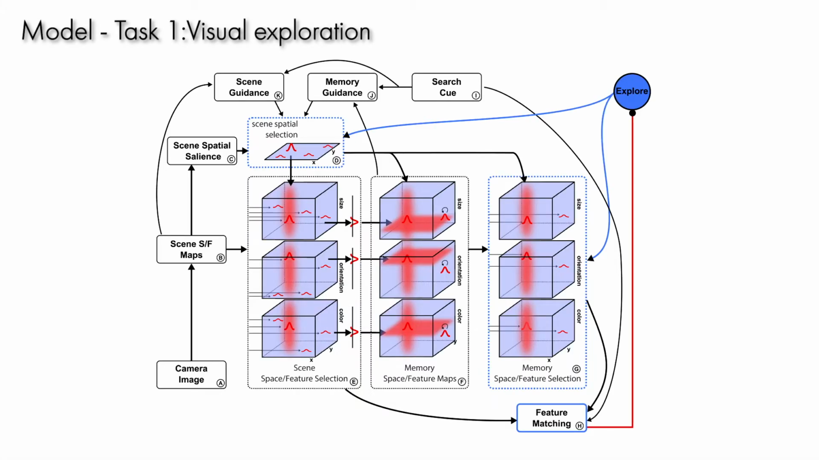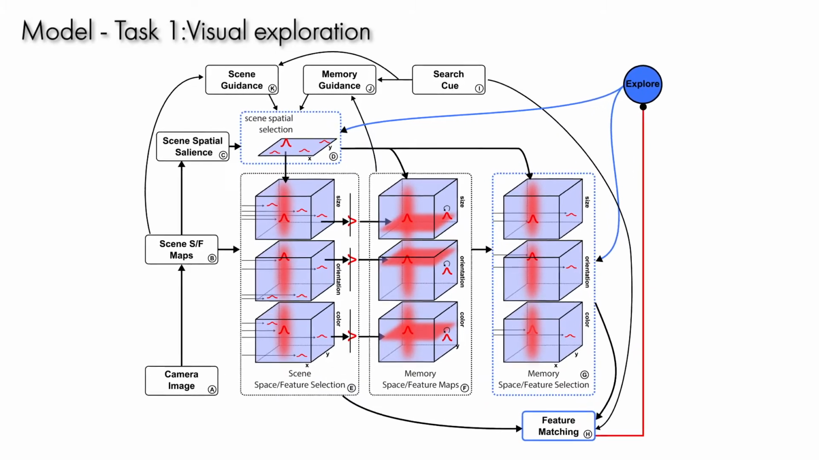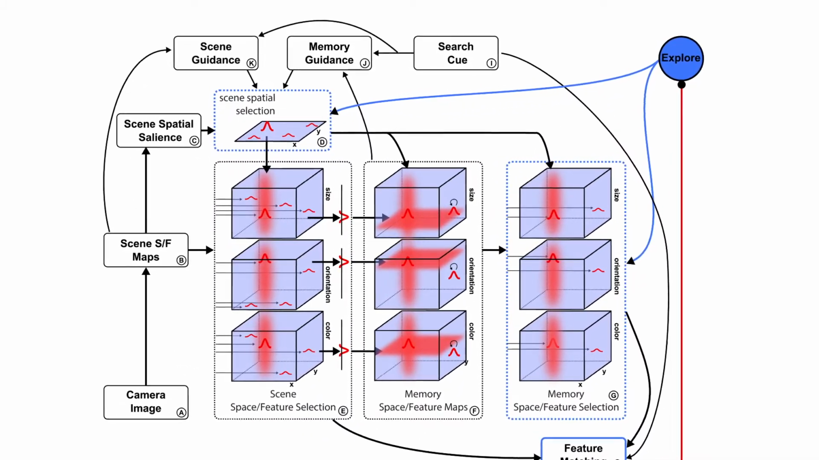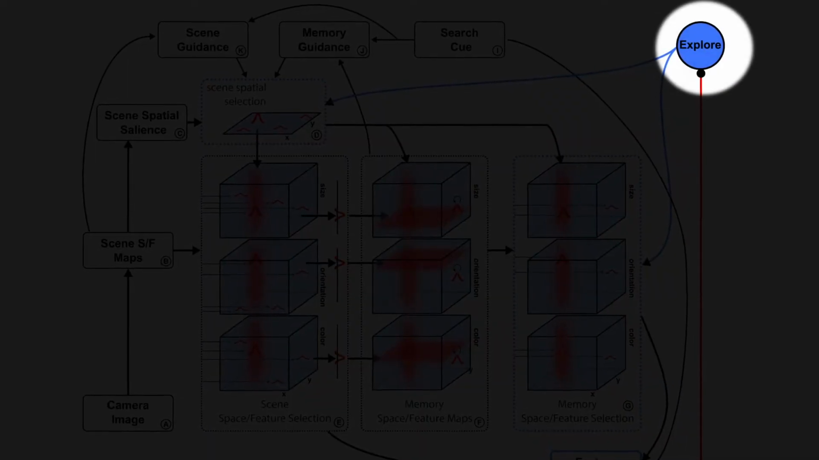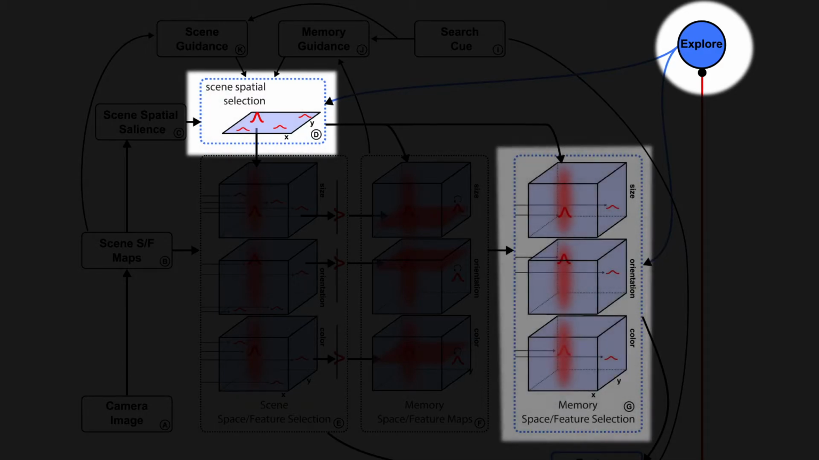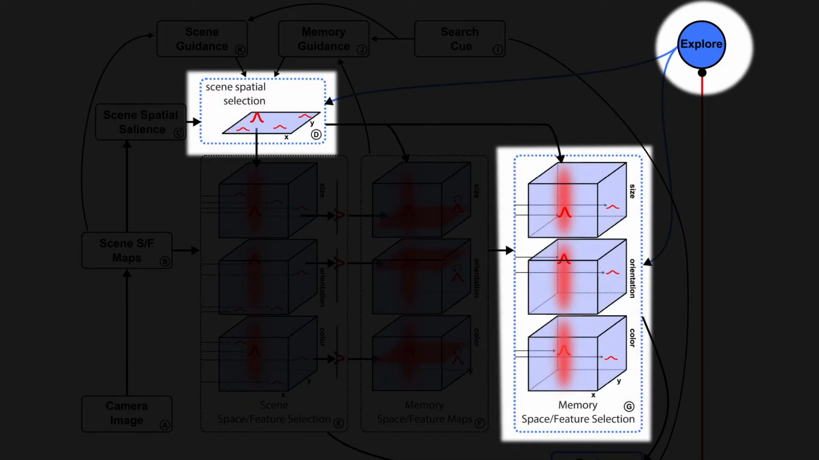The default behavior of the architecture is the autonomous visual exploration of the scene. In visual exploration, salient locations in the visual array are sequentially selected into the attentional foreground, and features at these locations are transferred to working memory. This is a subnetwork responsible for visual exploration and memory formation. This subnetwork becomes active when the Explore task node boosts the scene spacer selection field and the memory space feature selection fields, enabling these to generate peaks.